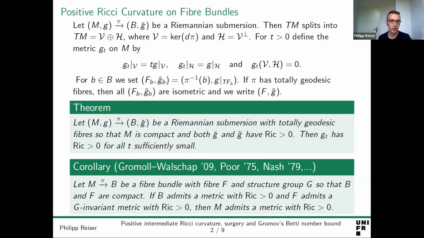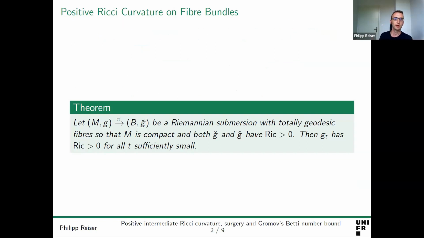So this is a way to lift positive Ricci curvature in a fiber bundle from the base to the total space. And in particular, the case we will consider is a linear sphere bundle, so the fiber is a sphere and the structure group is just the orthogonal group. And then we can always lift positive Ricci curvature from the base to the total space. So let's first focus on this theorem for Riemannian submersions.